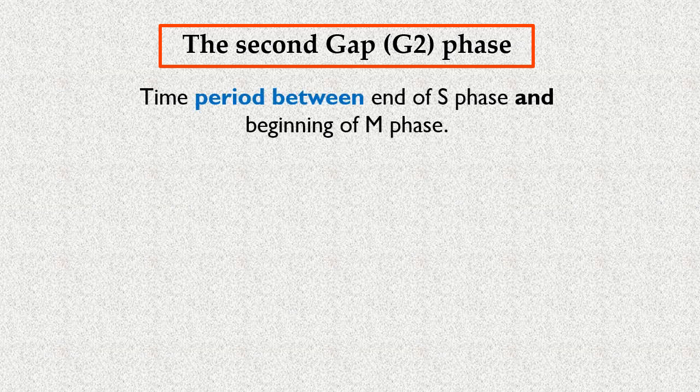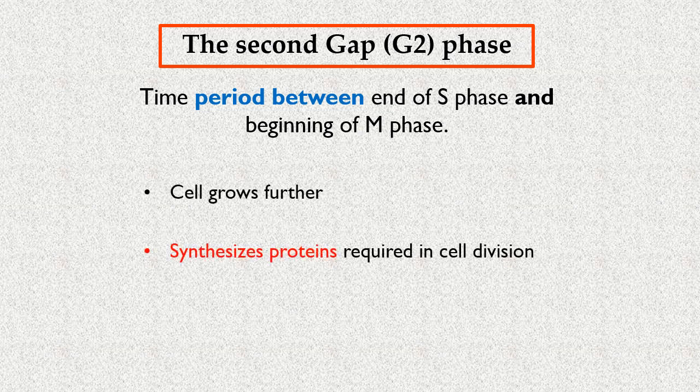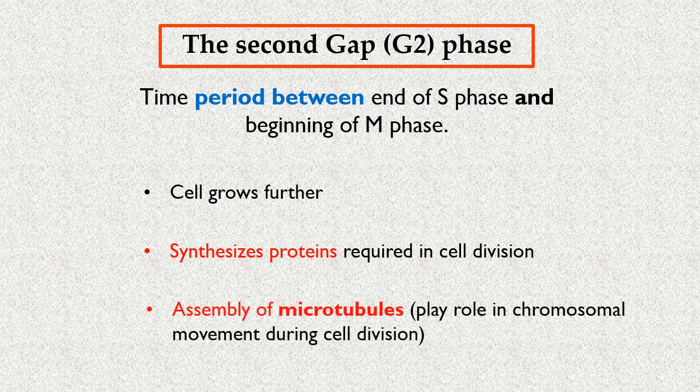The second gap phase or G2 phase. The second gap phase is the time period between the end of S phase and the beginning of M phase. During this time, cell further grows and synthesizes proteins that are required in the subsequent cell division. An important event that takes place during this phase is the assembly of microtubules. These microtubules are visible outside the nucleus. We will study later how these microtubules are involved in the movement of chromosomes during cell division.